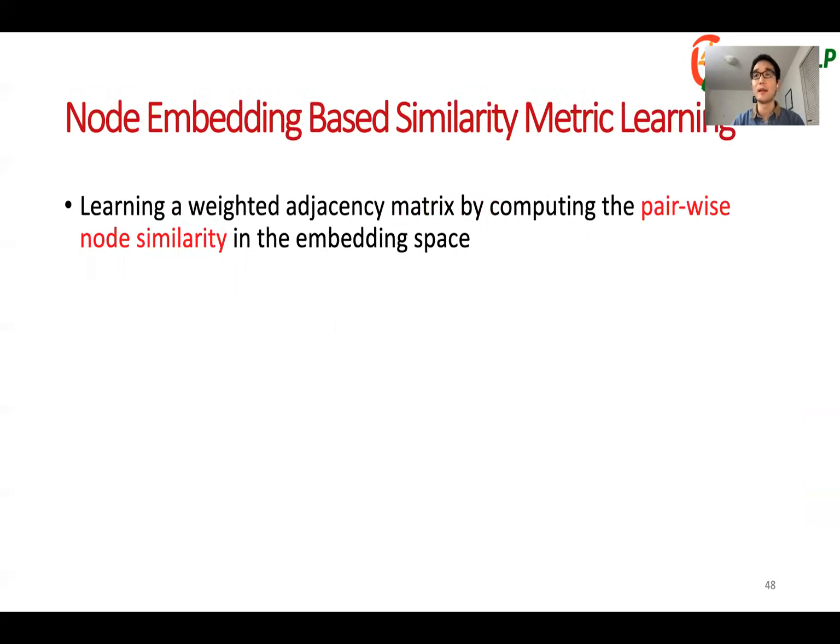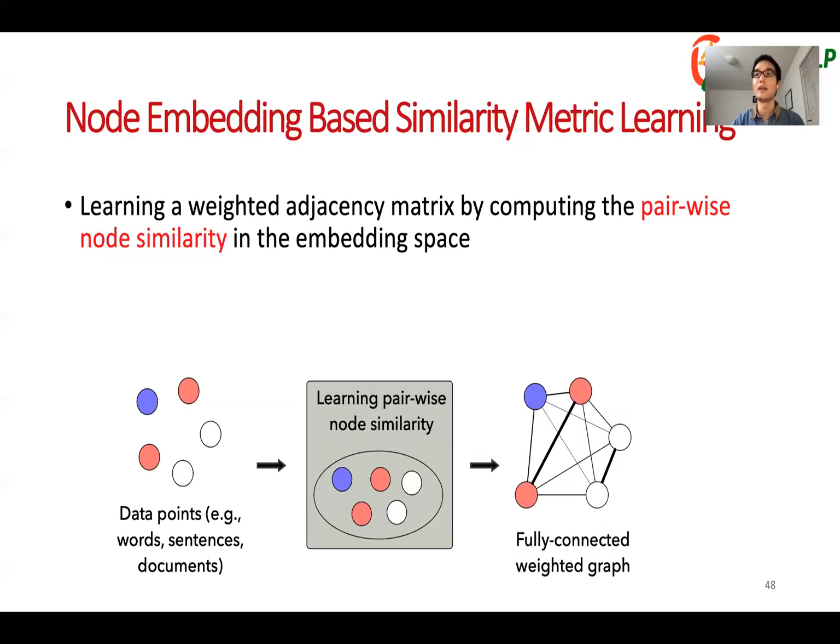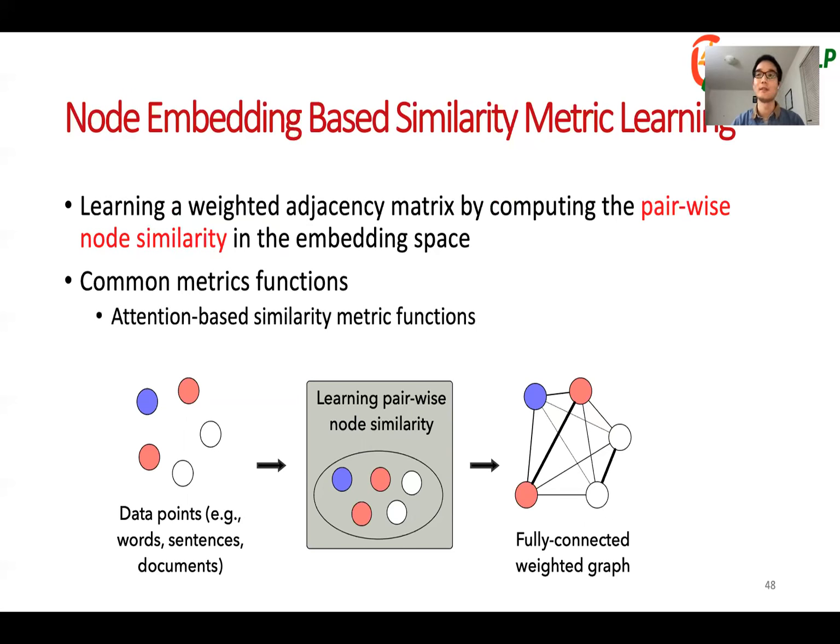For node embedding-based similarity metric learning, we are given a set of data points and their vector representations, and apply various metric functions to learn pairwise node similarity. The output is the weighted adjacency matrix, which corresponds to a fully connected weighted graph. Common metric functions include attention-based and cosine-based functions.